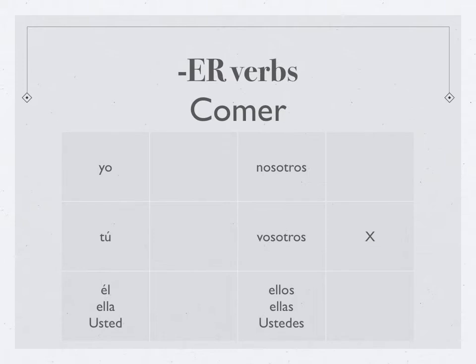Next, we'll do ER verbs. Our example verb is comer. So we're going to take off the ER, and we're left with com. Our endings for ER verbs are very similar to the AR verbs. We have yo, o; tú, es; él, ella, usted, e; nosotros, emos; ellos, ellas, ustedes, en.